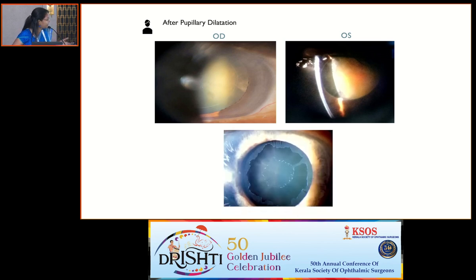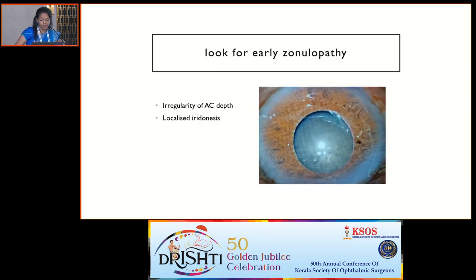So this is a classic picture which you usually see, that is the target sign or the bull's-eye sign, where you can see 3 zones, where the inner zone corresponds to the size of the pupil. The intermediate clear zone is due to the movement of the pupillary margin, which brushes off the pseudoexfoliative material, and the peripheral zone is a consistent zone. So when you dilate the pupil, always look for evidence of early zonulopathy in such eyes.